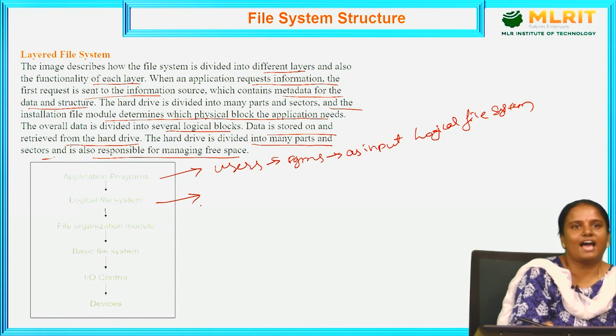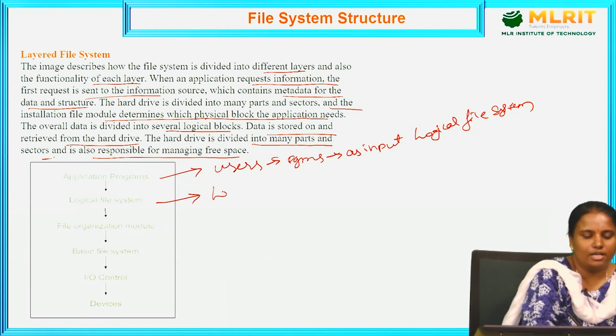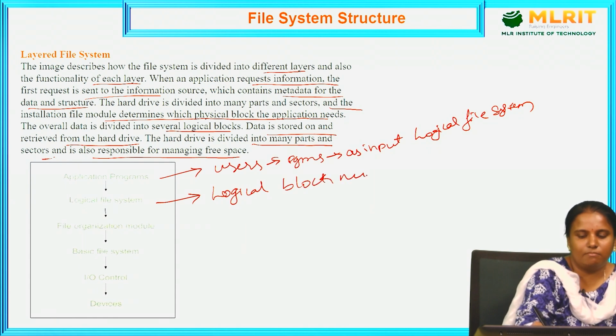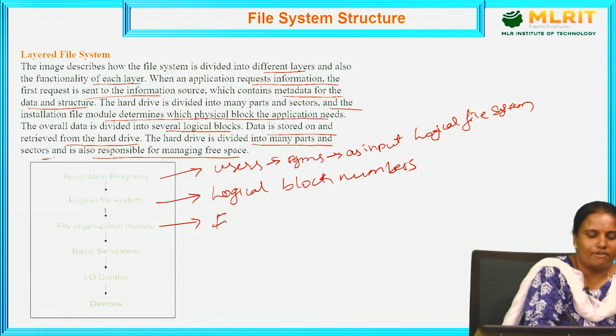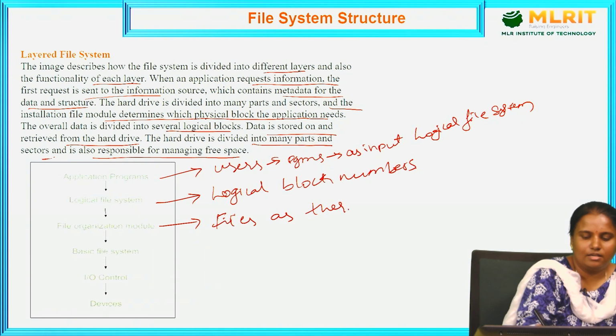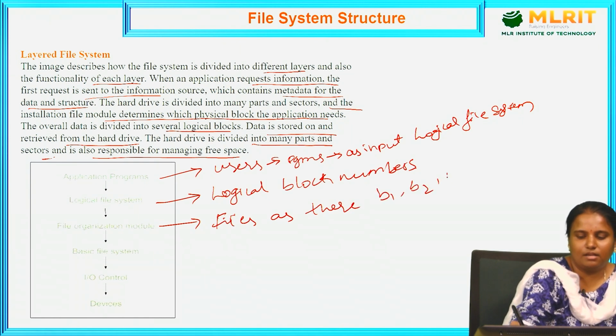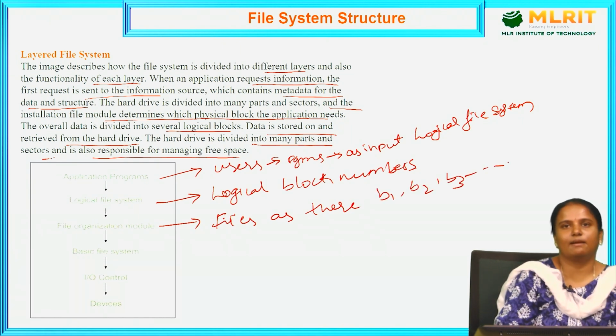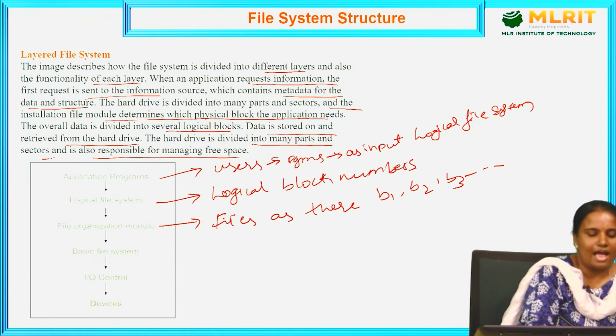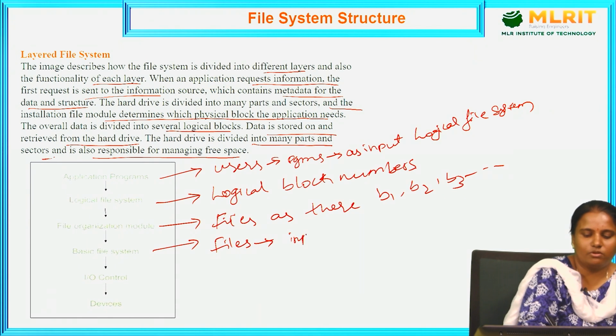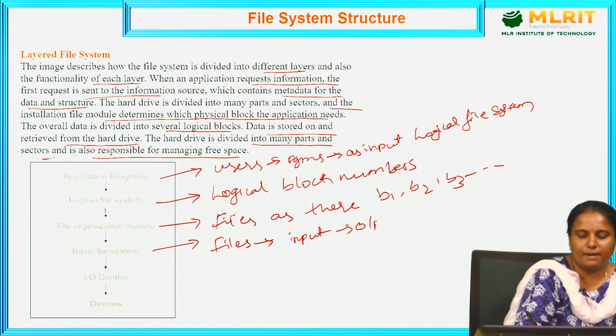Next, the logical file system gives the logical block numbers, and these logical block numbers are accessed with files as B1, B2, B3 and so on. Whatever the files require can be organized through block numbers. The basic file system takes what the files submit as input and gives us output for the particular block numbers. That is what the basic file system does.